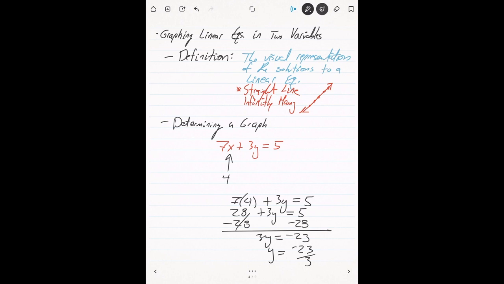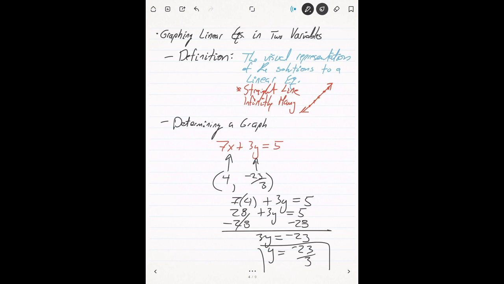We can just leave it like that. The decimal's like negative 7.6 repeating, but we'll just leave it as an improper fraction. That's fine. So we have gone and said if x is 4, y is going to have to be this negative 23 over 3. There is our coordinate point.